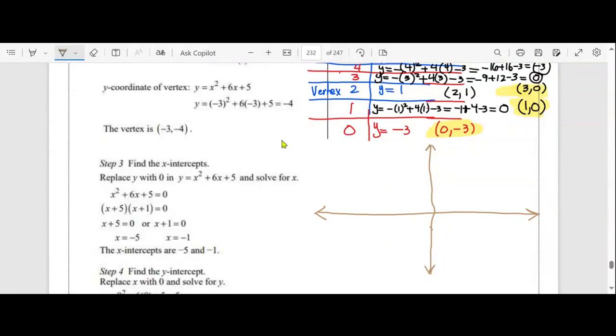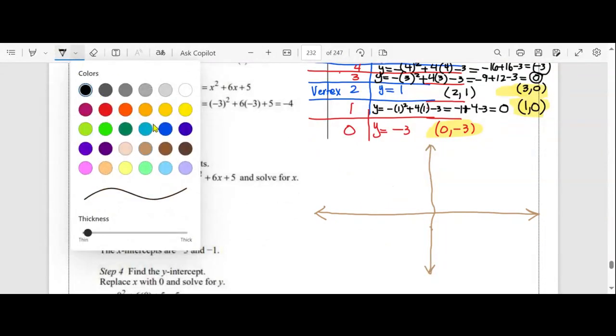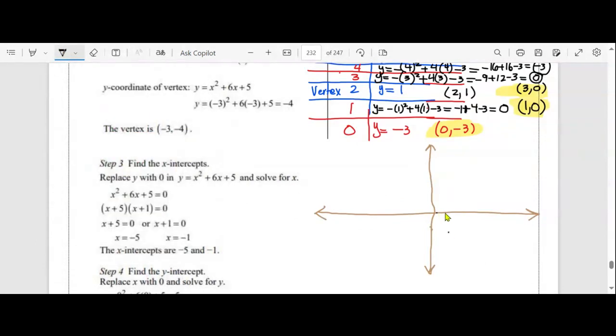What is the vertex point? 2 and 1. Where is 2? And where is 1? 2 and 1. So this is your vertex. The second point is 1 and 0. 1 is here and 0 is here. Then we have 0 and -3. 0, and we go down to -3.